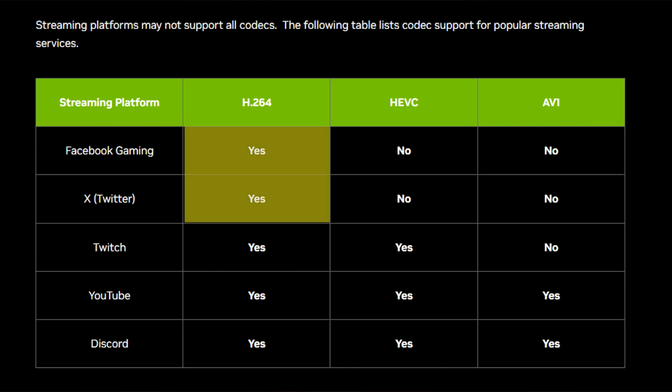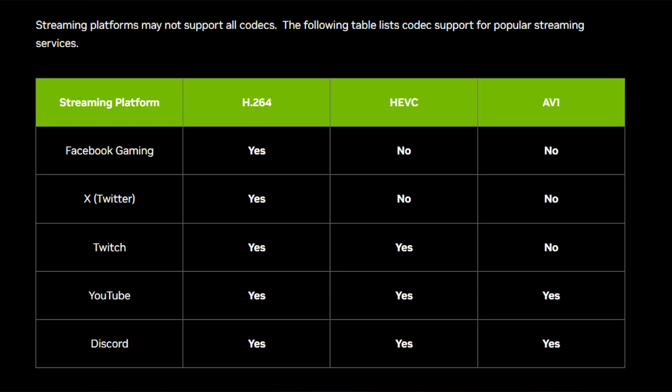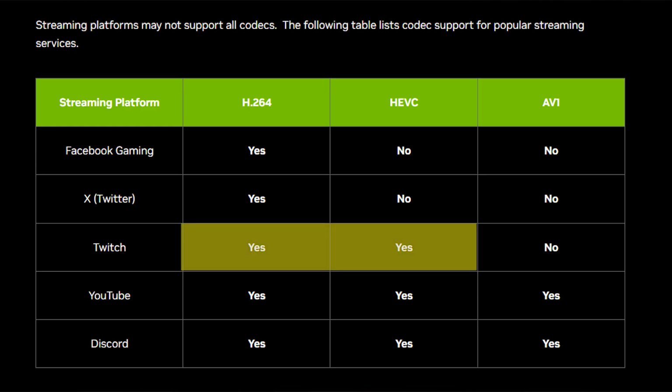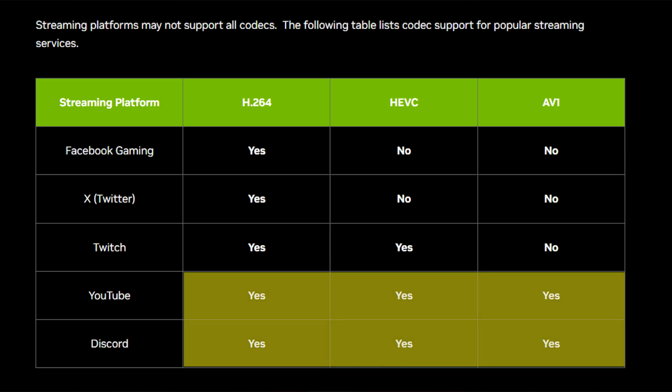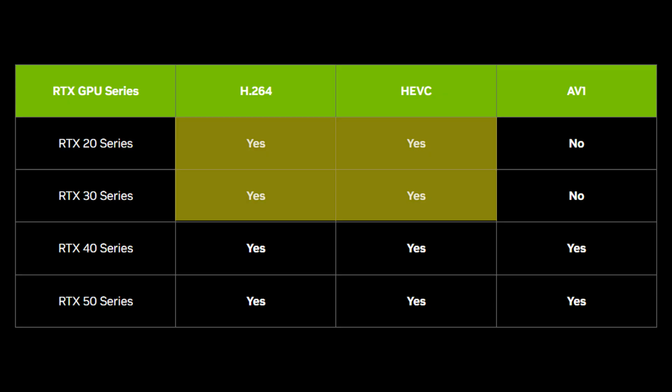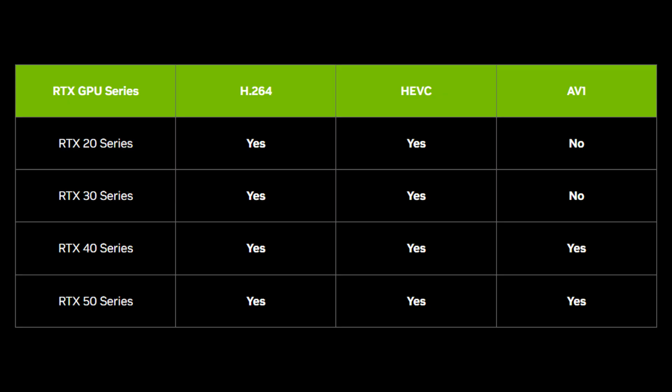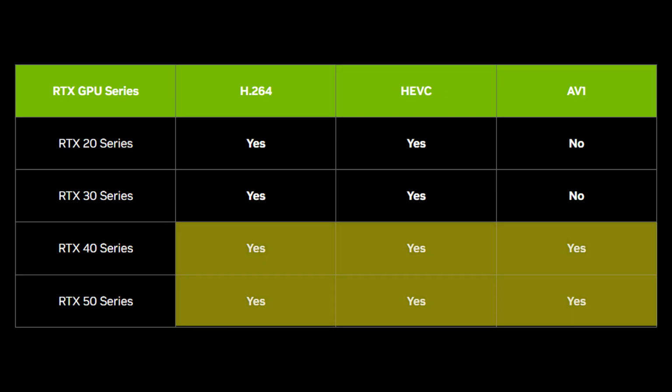Kick, Facebook, and X only support H.264 as well as regular x264. Twitch supports H.264 and HEVC, and YouTube as well as Discord support all three. Then with GPUs, RTX 20 and 30 series support H.264 and HEVC, and RTX 40 and 50 series support all three as well. If H.264 is our baseline, HEVC is around 1.3 times as efficient and AV1 is 1.4 times.